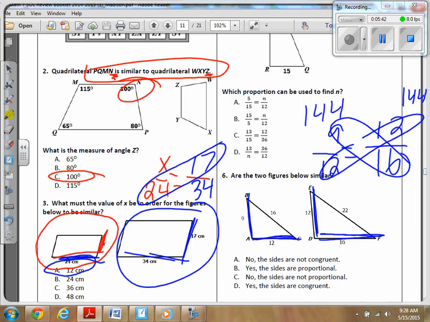144. Okay, so are the two figures similar? Yes. Is it because the sides are congruent or because the sides are proportional? Proportional. Okay, any questions? Like I said, we're skipping number 4 because I believe there's an error. We'll talk about it in class.